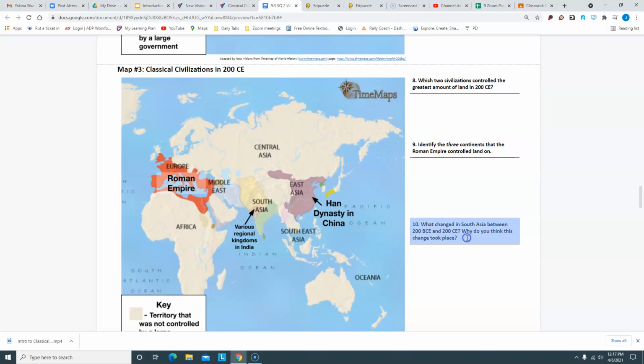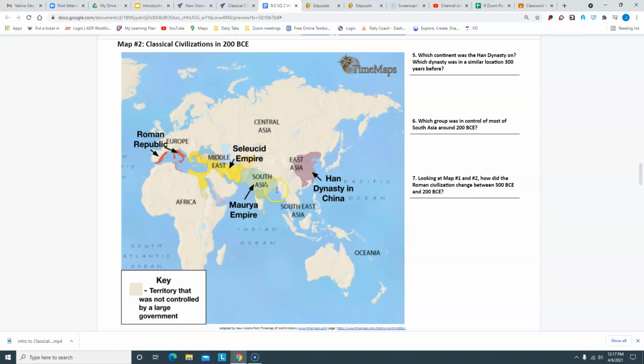And question 10. What changed in South Asia between 200 BCE and 200 CE? Why do you think this change took place? So we're looking here at this map. This is 200 CE. So get an idea of what this looks like right now. All right, we've got the yellow, a little bit of pink, and green here. I'm going to scroll up to a map above that you haven't seen yet. We're going to take a look at 200 BCE and see what the difference for this region is right here.